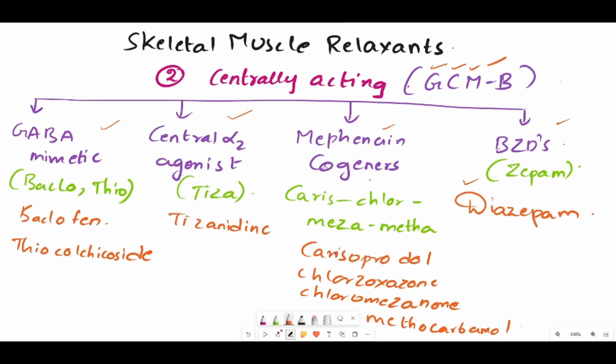The next one is M, which is mephenesin congeners. Here these examples will start with the words caris, chlor, meza, meth, where caris means it is carisoprodol, chlor means it is chlorzoxazone, meza means it is chlormezanone, meth means it is methocarbamol. And the next, C, means it is central alpha 2 agonist. There is one drug, which is tizanidine. And in the GABA mimetic, beclo means baclofen, thio means it is thiocolchicoside. So that is all about the skeletal muscle relaxants, the peripherally acting and centrally acting drugs.